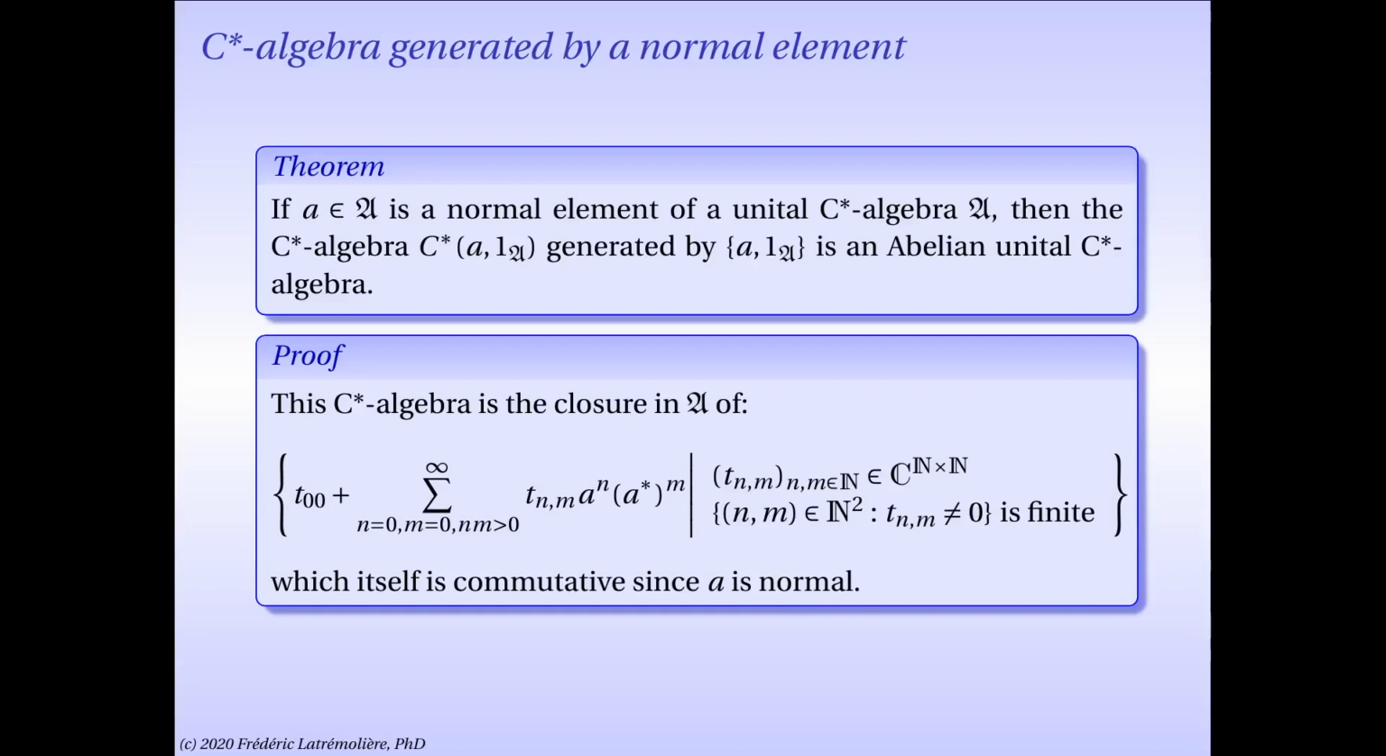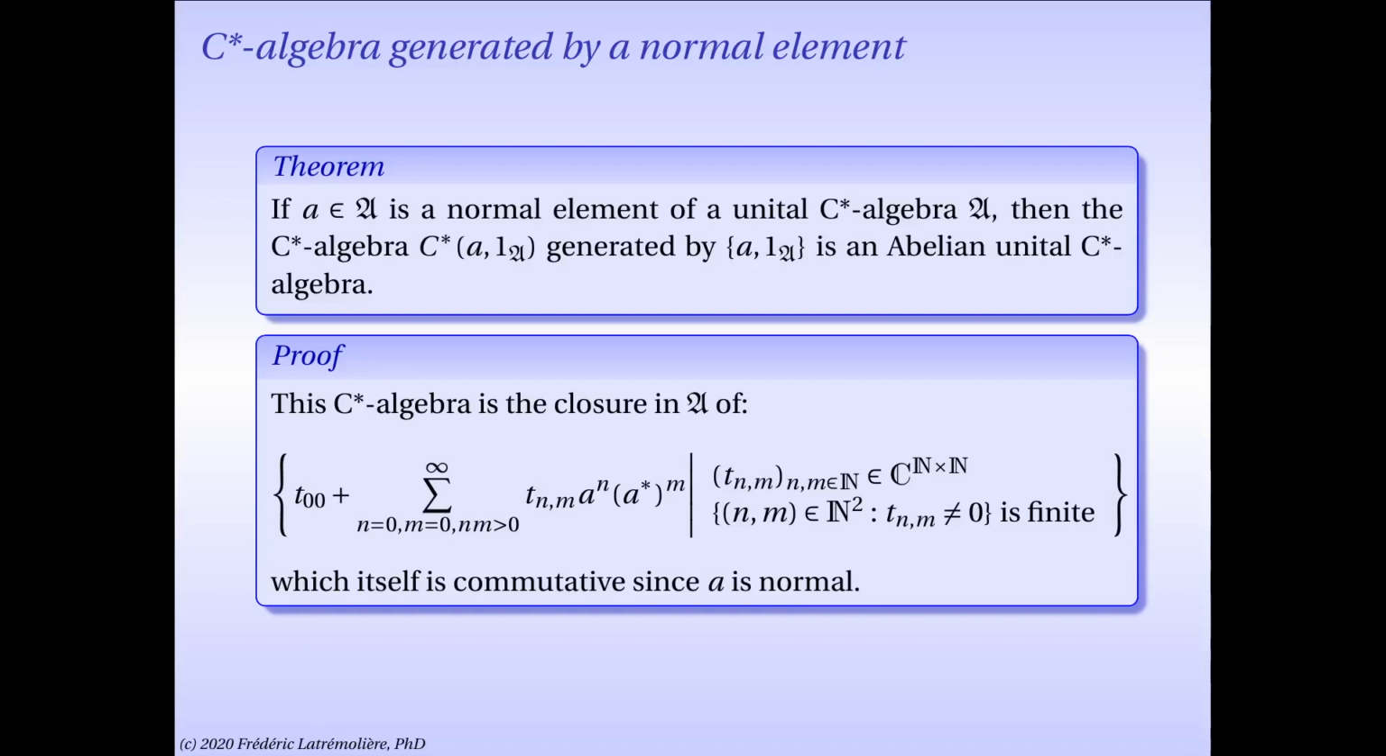It's closed under the star operation. That's easy. You multiply things like that, add things like that, take the star of things like that. You still fall within this set. So the closure of this set is a C-star algebra, and it's inside the smallest C-star algebra containing A and the unit, but it itself contains A and the unit, so they must be equal. And so here you have a full description of the C-star algebra generated by A and the unit.